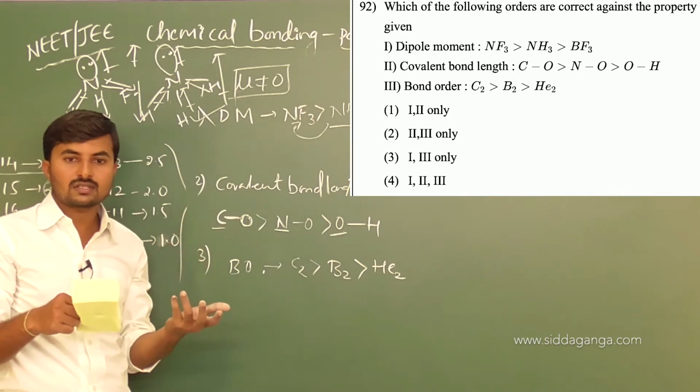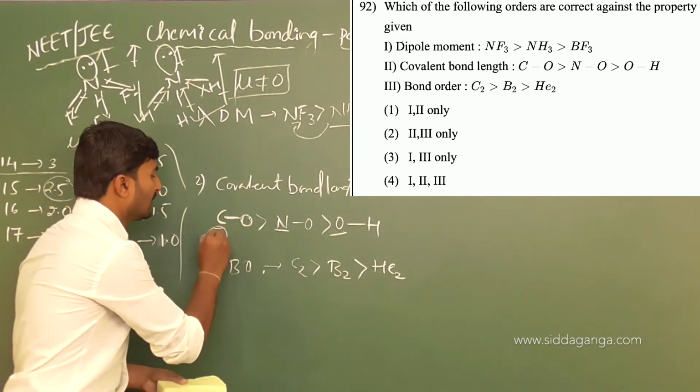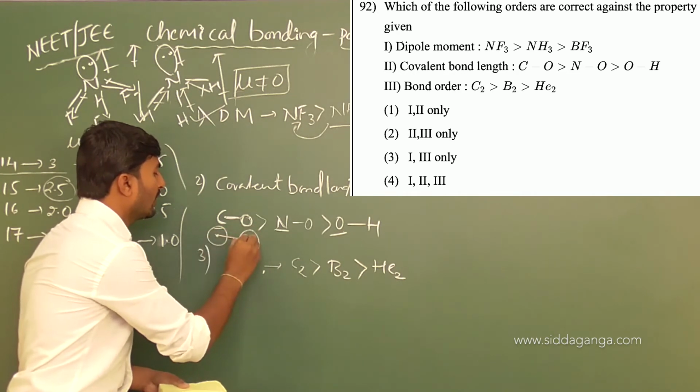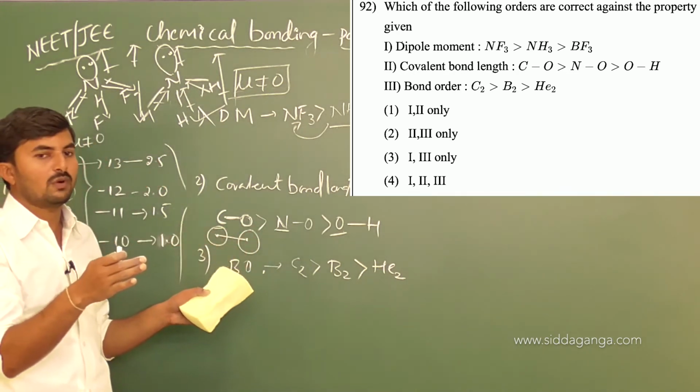If the atomic size is more, the internuclear region will be more, length of the bond will be more.